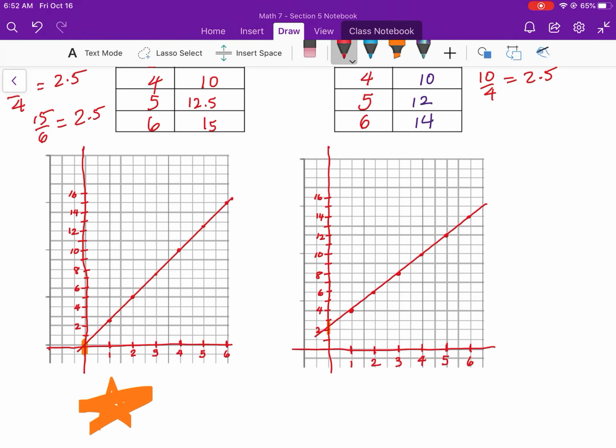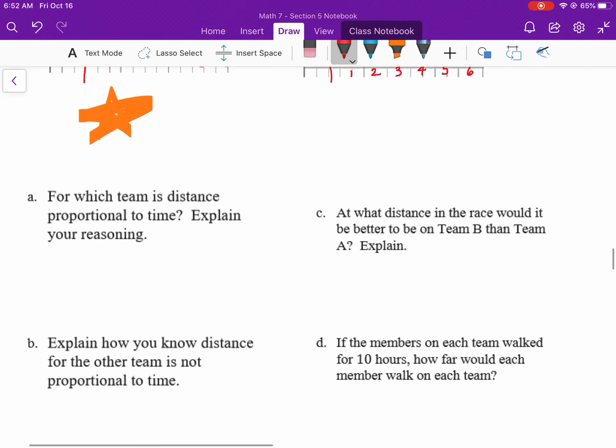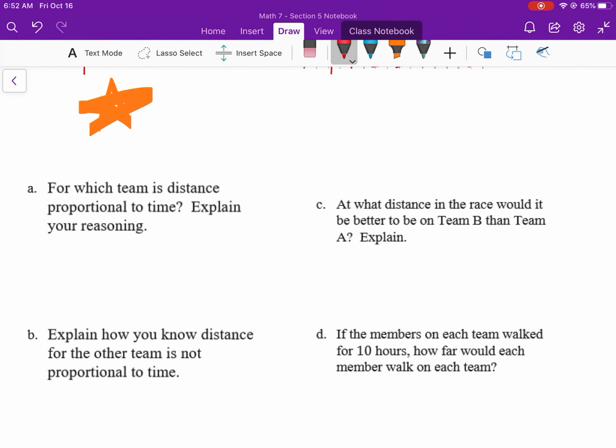And then look at the graphs again. Notice they both have straight lines, don't they? But again, notice that the proportional one goes through the origin, the 0, 0, and the non-proportional one does not. Okay, so for which team is distance proportional to time? We already said that up at top, team A, because all the ratios are equal. Okay, B, explain how you know distance for the other team is not proportional to time. Well, we can say all the ratios are not equal.